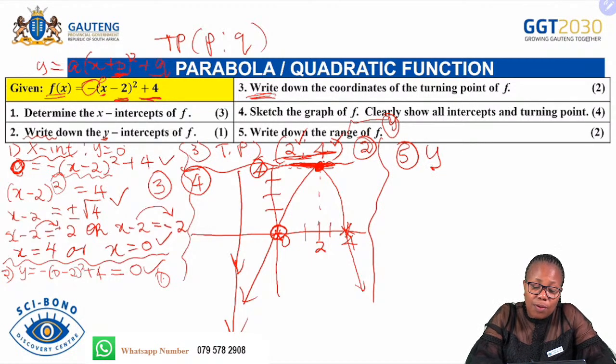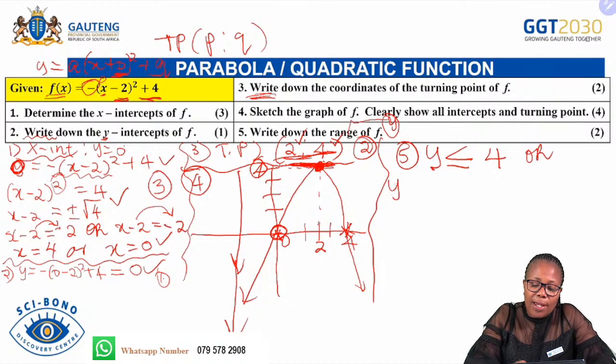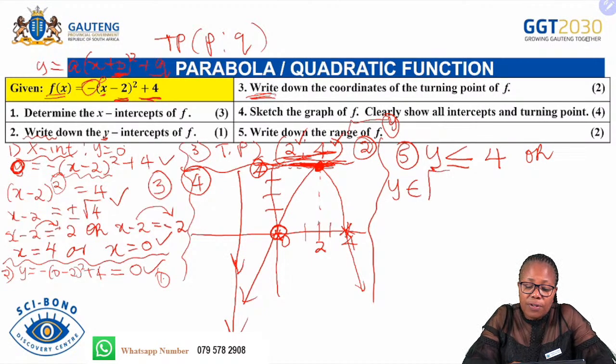If we go down, we go less, but 4 is part of the solution because it's your turning point. That is why we are putting an equal sign to show that we have included 4 in our solution. Therefore, this will be less than or equal to 4. Or another notation, we can have y is an element of, starting from 4, and 4 is part of the solution.